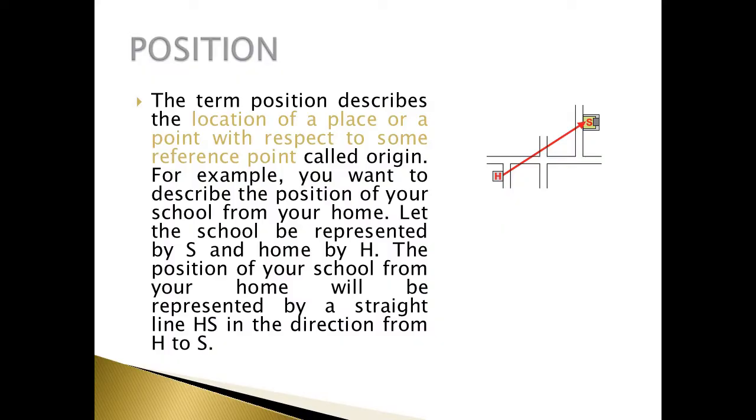To discuss distance and displacement, first of all, we have to know about the position. What is position? The term position describes the location of a place or a point with respect to some reference point called its origin. For example, you want to describe the position of your school from your home. Let the school be represented by S and home by H. The position of your school from your home will be represented by a straight line HS in the direction from H to S.